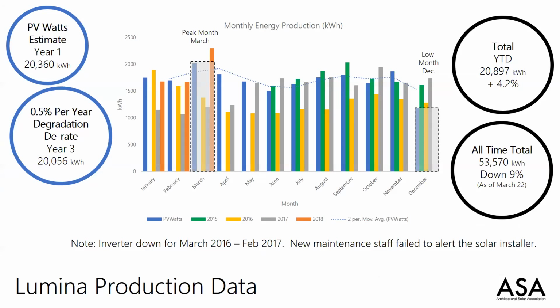And here you can see that the yellow figures represent 2016, where that inverter was down. So each of these different colors are a different year, and we're currently in the red, and you can see it's performing quite nicely compared to the blue PV Watts estimate.